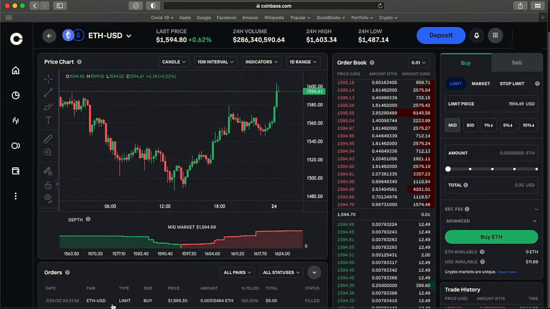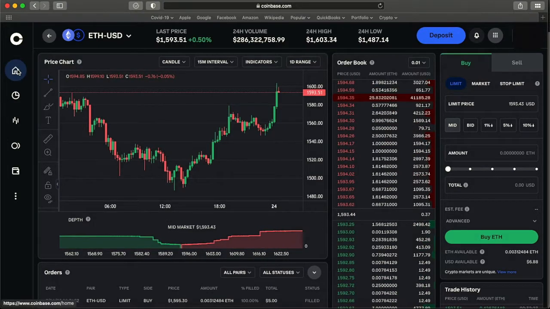If I look down here, I can see here's the date, here's the pair. I did a limit buy. This was the price of Ethereum, so I got this much ETH for my $5 worth, and it took the fee out, which looks like it might have been 2 cents instead of 3, and it was filled 100%. So now I have this much Ethereum.